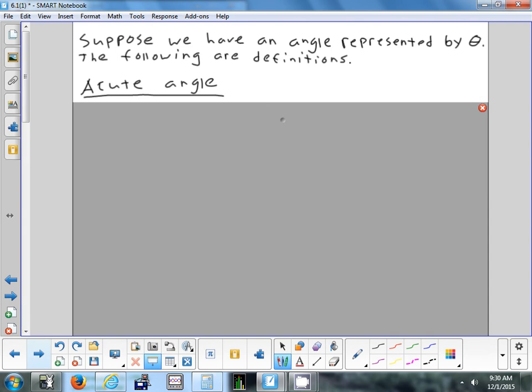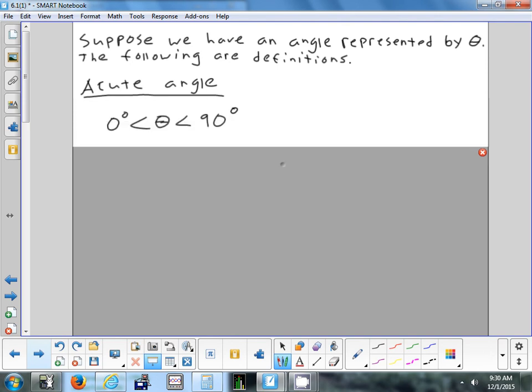Okay, so let's go over some quick basic definitions. What does it mean for an angle to be acute? Less than 90. Okay, less than 90, that's part of it. And there is something else. It has to be greater than 0. Theta here is one of our Greek letters. Theta represents an angle. So for example, negative 10 is not acute. It's got to be greater than 0 and less than 90.